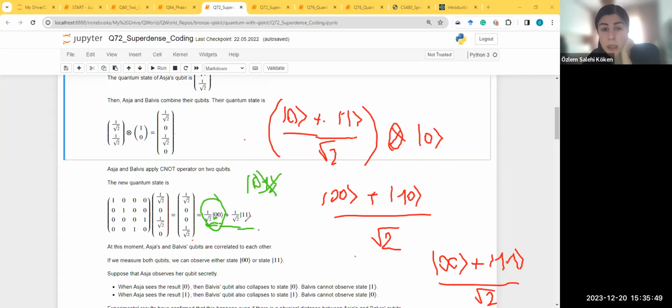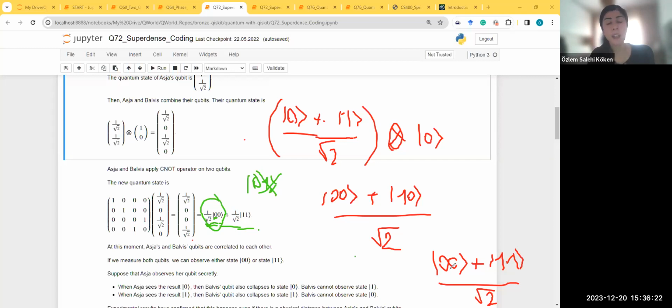And when Asya makes a measurement, with 1/2 probability she observes a 0, and with probability 1/2 she observes a 1. And once she makes this measurement, the outcome of the measurement that will be done by Balvis is also determined. And this is immediate. So once Asya makes the measurement, it's certain what Balvis will get. And this is what is called entanglement.